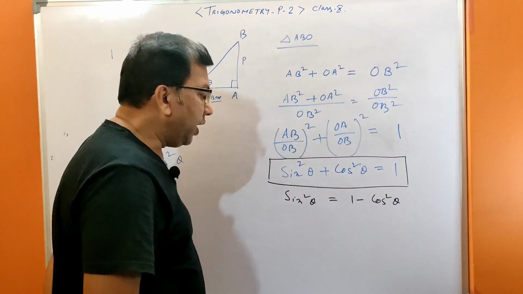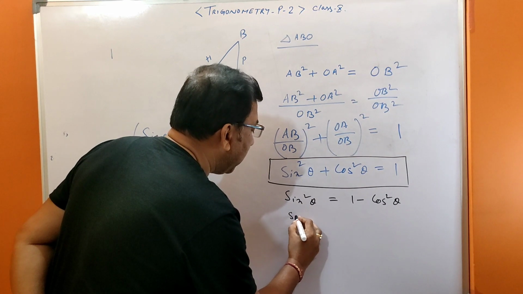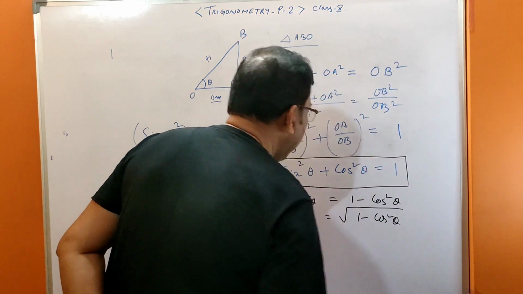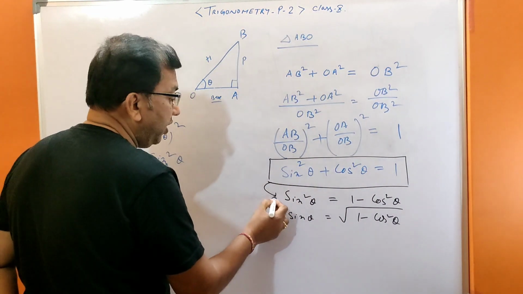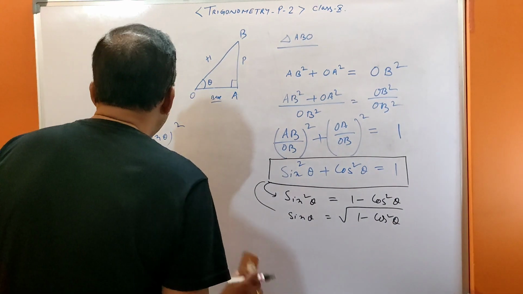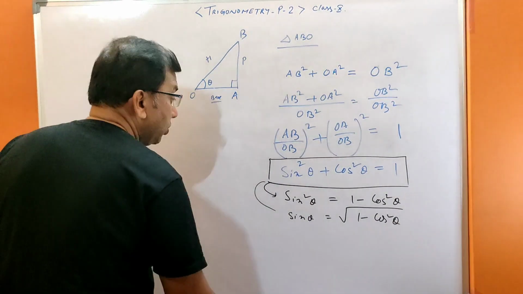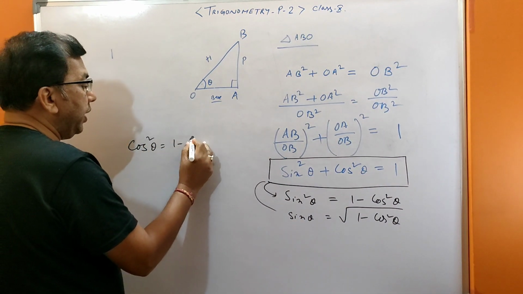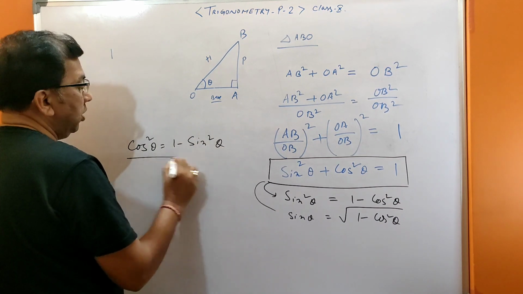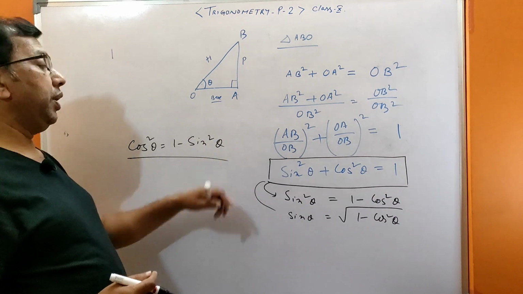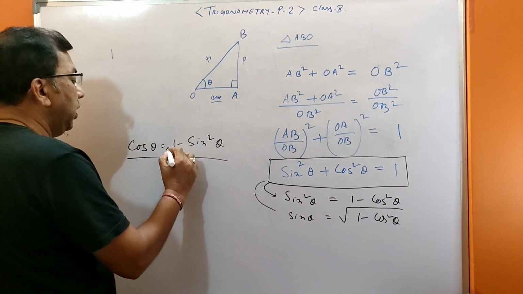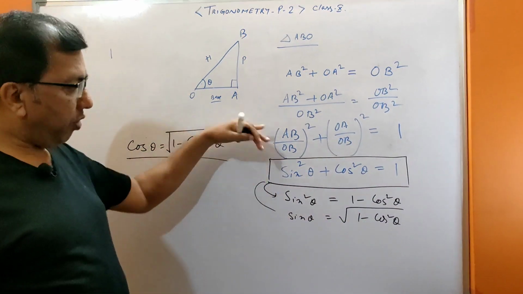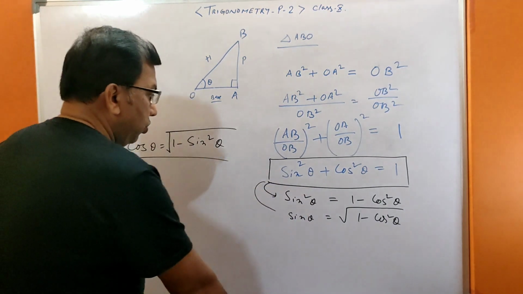When it goes from one side to the other, the sign will change. So sin theta equals to root over 1 minus cos square theta. This is also a formula. Again, if you put the cos square on the left side, cos square theta equals to 1 minus sin square theta. Same thing, cos theta equals to root over 1 minus sin square theta. So these are the formulas. This is the main unit, and from this you can get other formulas also.